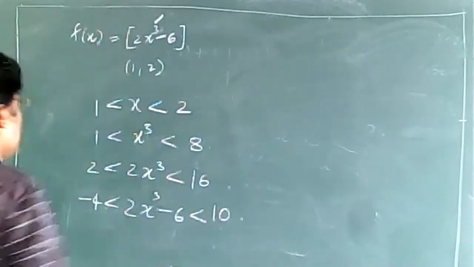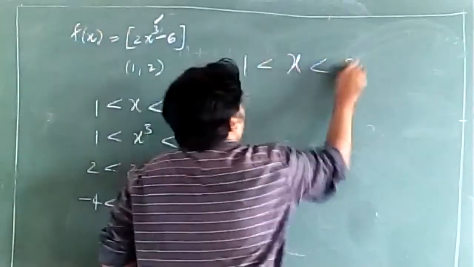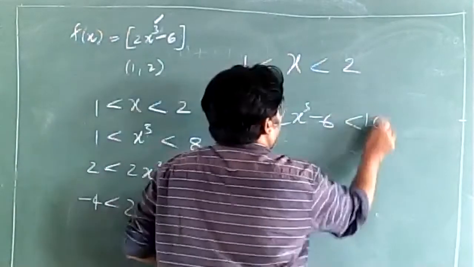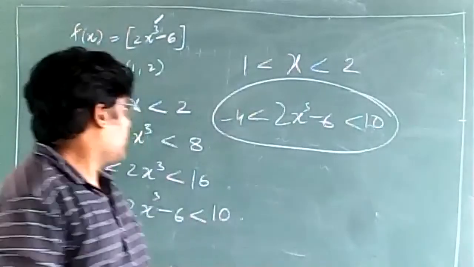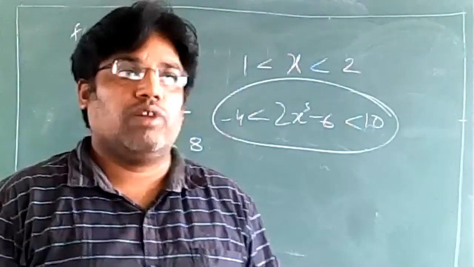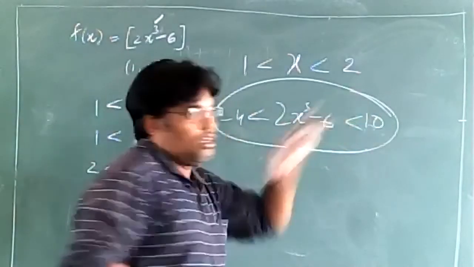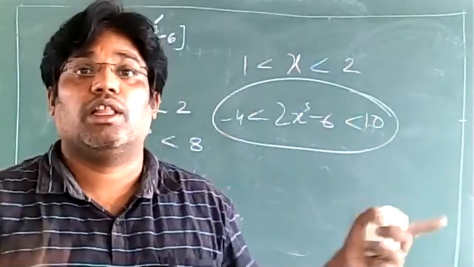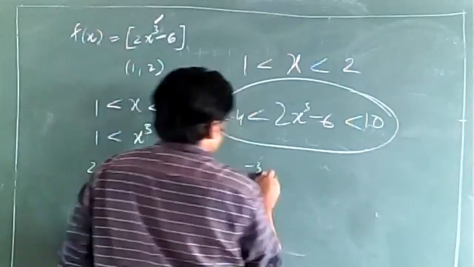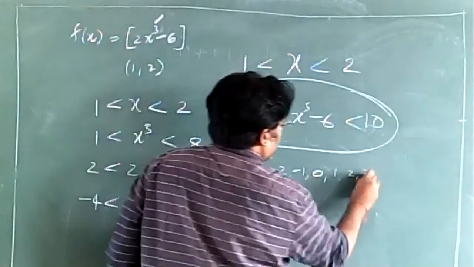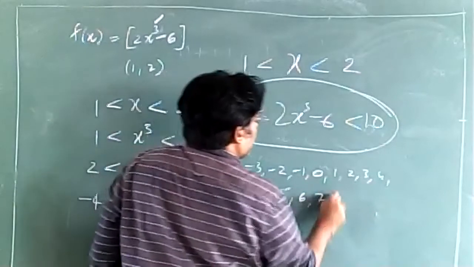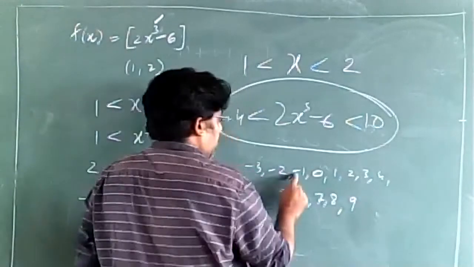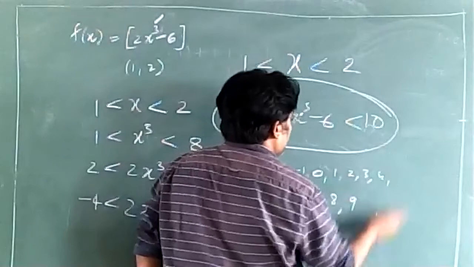So when x lies in between 1 to 2, where does this 2x cube minus 6 lie in between? It lies in between minus 4 to 10. Correct? Minus 4 to 10. Minus 4 is open, 10 is open. Means you should not consider minus 4 and 10. Excluding minus 4 and 10, what are the integers you have? You have minus 3, minus 2, minus 1, 0, 1, 2, 3, 4, 5, 6, 7, 8, 9. Correct idea. Now, how many integers are there? 1, 2, 3, 4, 5, 6, 7, 8, 9, 10, 11, 12, 13.